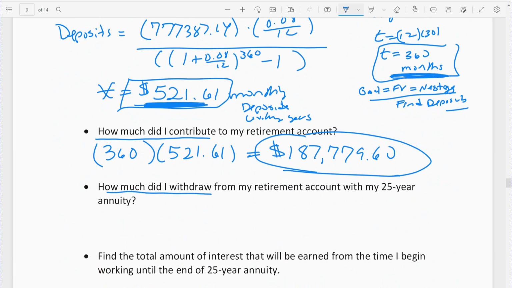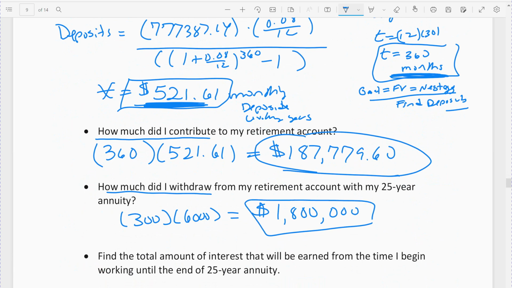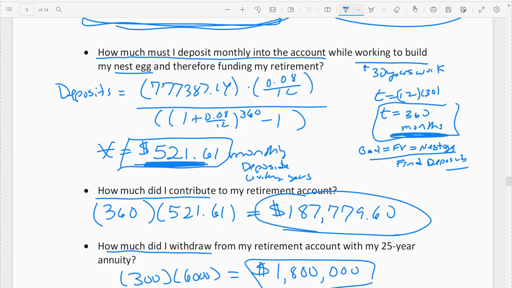So how much did I withdraw? Well, 300 times we withdraw $6,000, which means I actually withdrew and used $1,800,000, even though this is all that I had in my investment, because again, the rest comes from interest. This is where compounding interest is a big deal.